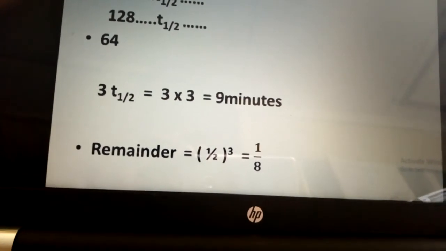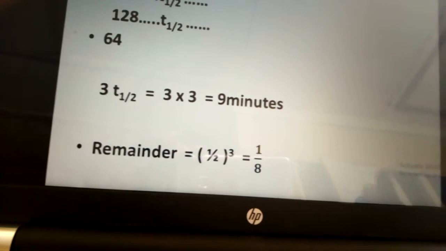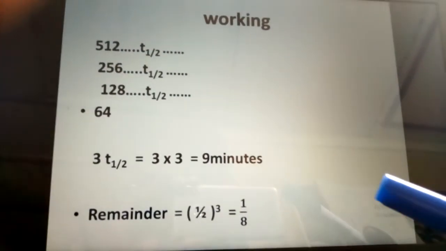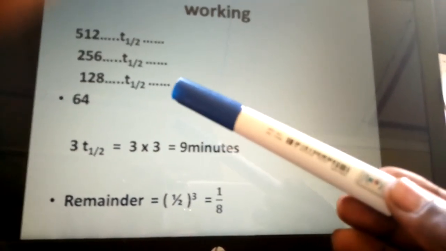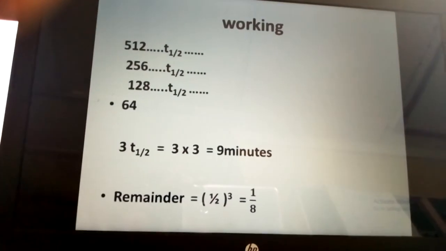So what will have remained, we are operating with the factor half. So a half times a half times a half. So only an eighth has remained.